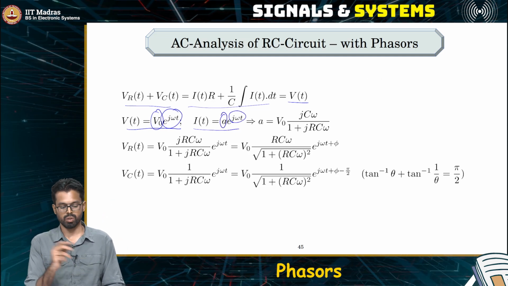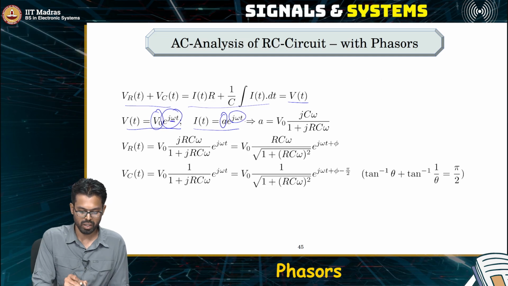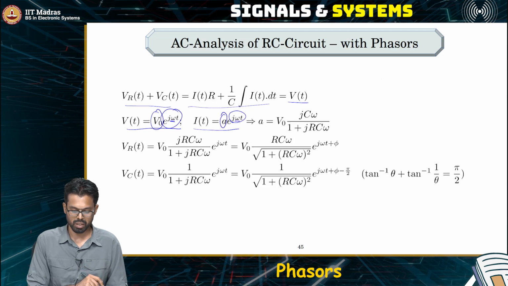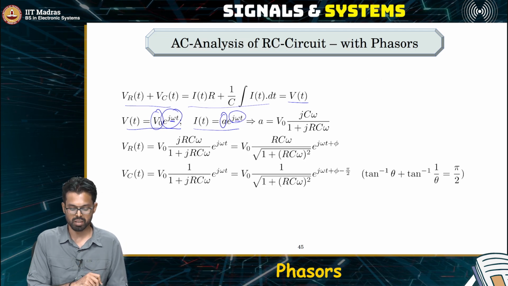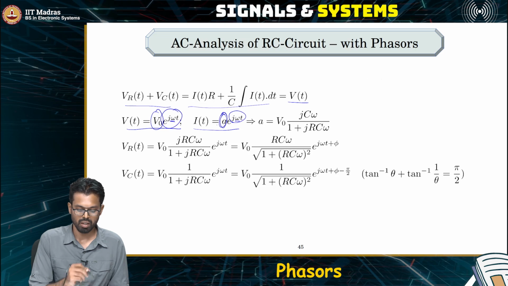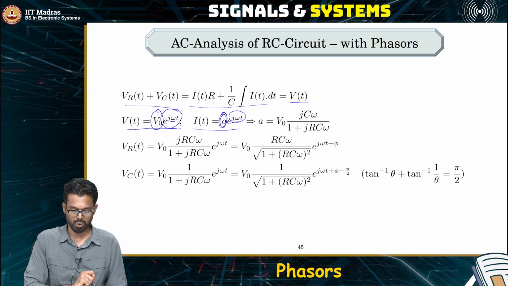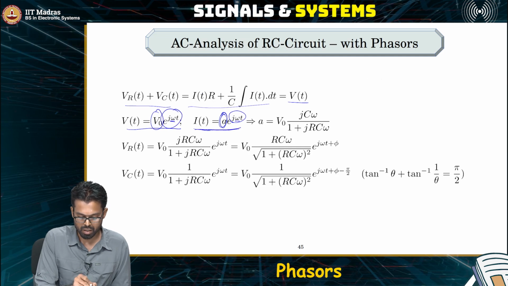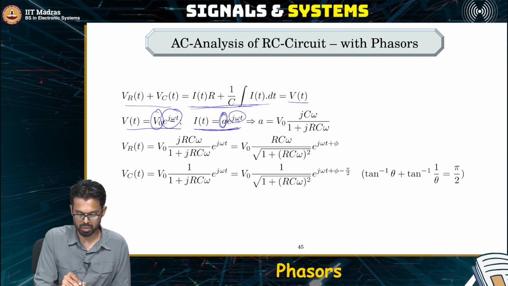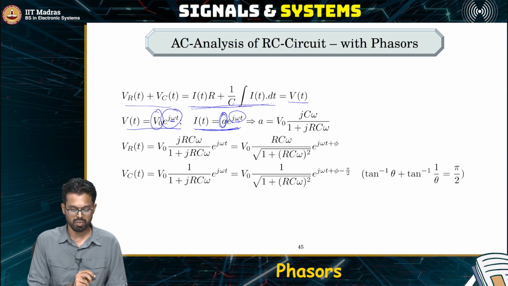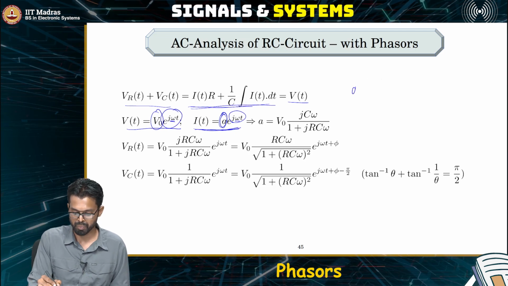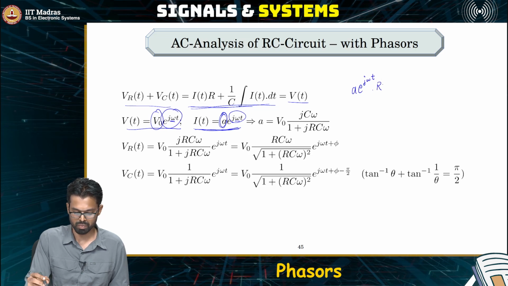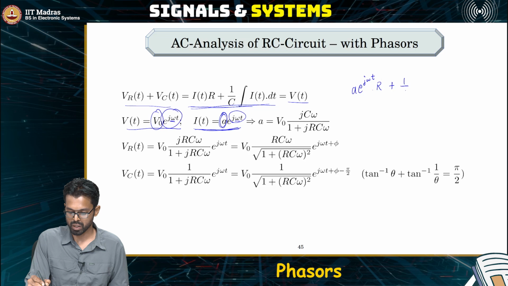Of course the input frequency is omega, so we are expecting the current should also have the same frequency. So there is a frequency, but of course there could be a phase difference, which means this A will now incorporate the phase difference also. Now how to find this A? Now let's plug in this phasor value in this expression. What do we get here? A e power j omega naught t times R plus 1 by C.